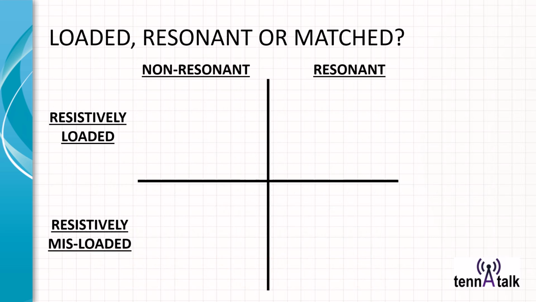So let's take a look at those two components. You've got two columns, non-resonant and resonant. You've got two rows, resistively loaded and resistively misloaded. Well, in a simple case, you could be 50 ohms, but with a reactance that's not 0. A simple tuner will handle that.